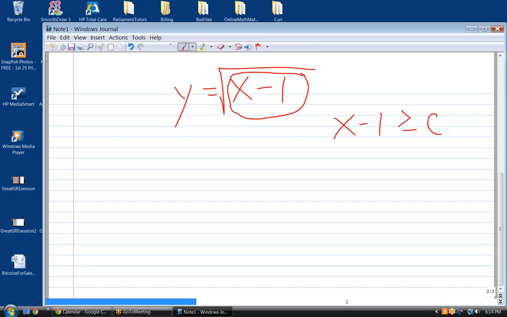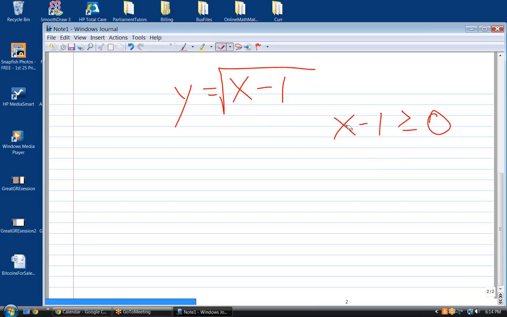Excellent. It'd have to be anything greater than -1. Well, no. In other words, you start. Don't try to do the whole thing at once. Just start by taking what's inside the radical and let it be greater than or equal to 0. We know that that has to be true.